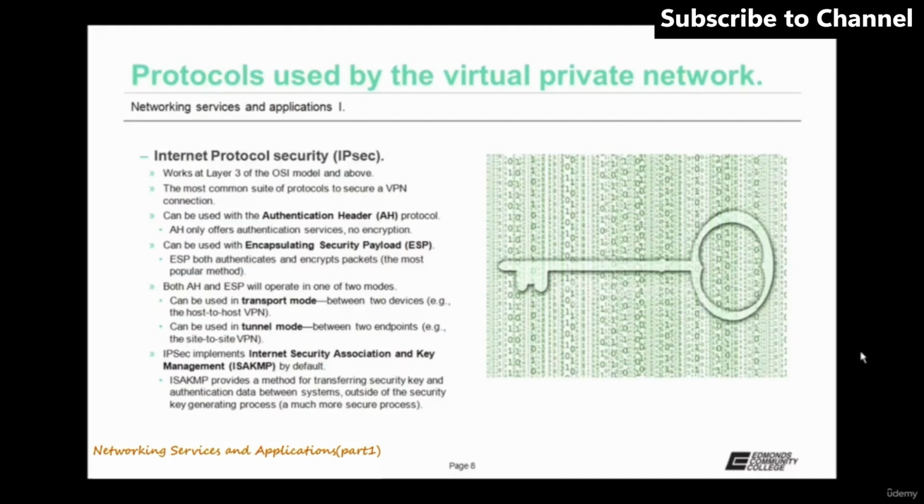Both AH and ESP will operate in one of two modes. The first mode is transport mode. That is between two devices, as in a host-to-host VPN. Or they can be used in tunnel mode, which is between two endpoints, as in a site-to-site VPN. IPsec implements Internet Security Association and Key Management Protocol, ISAKMP, by default. ISAKMP provides a method for transferring security key and authentication data between systems outside of the security key generating process. It is a much more secure process.